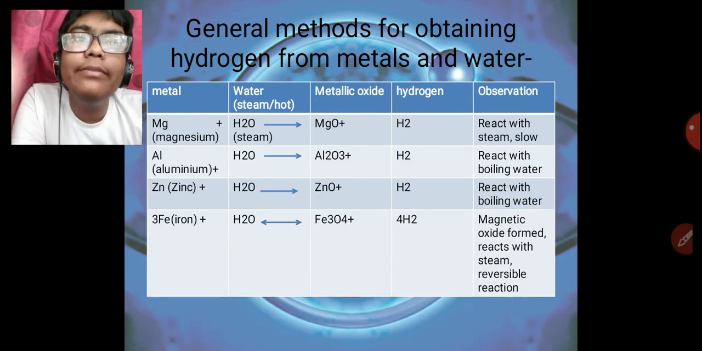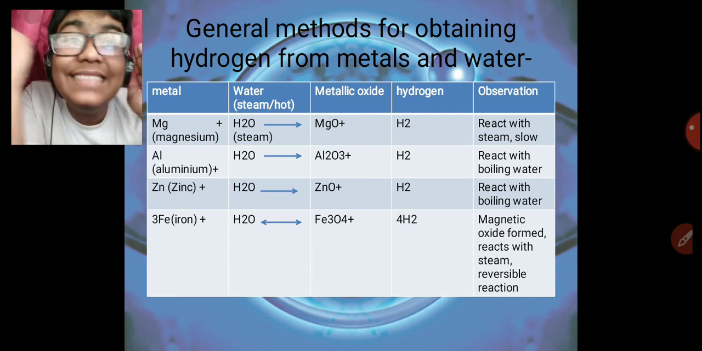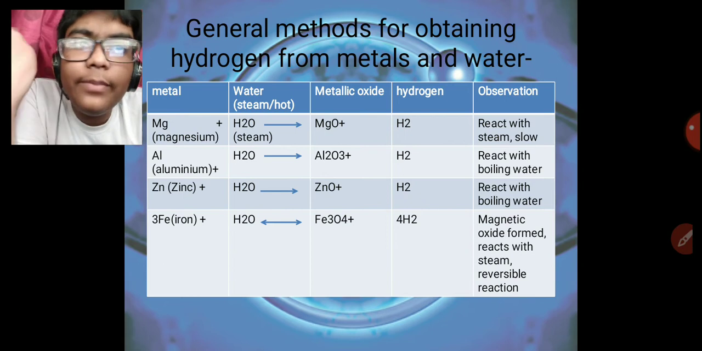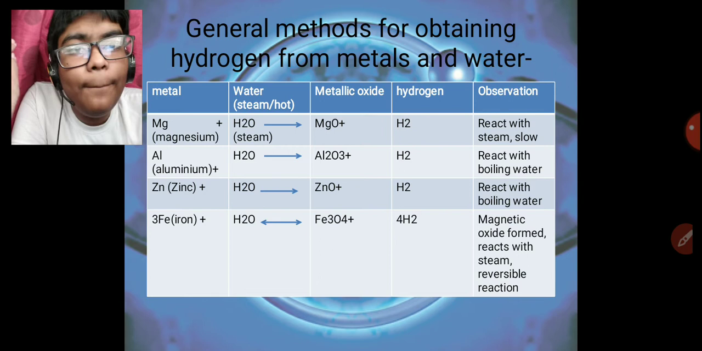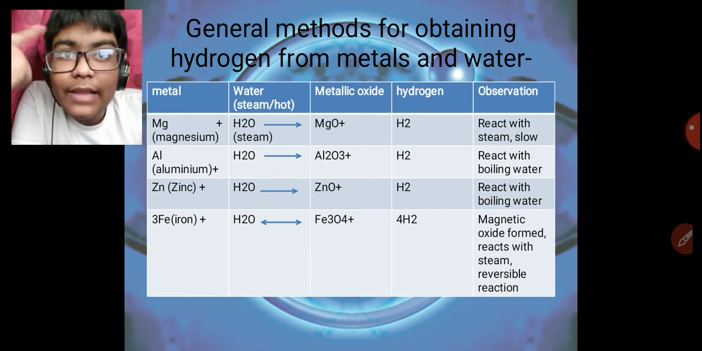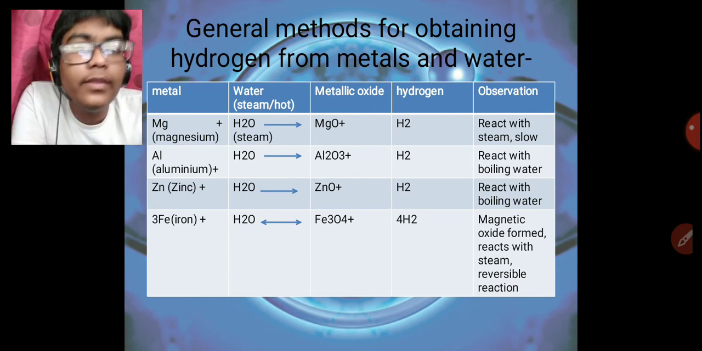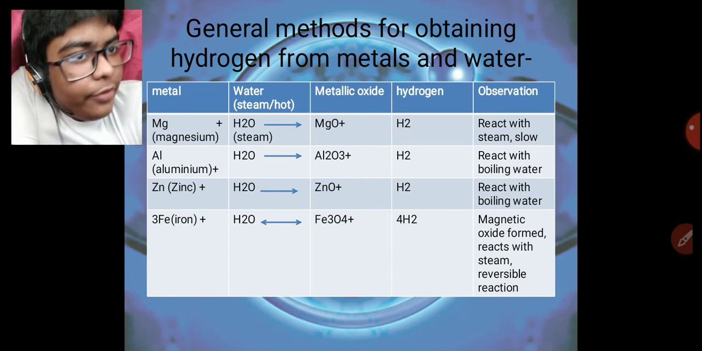Then you have magnesium, which reacts with steam, not cold water. It reacts with steam to give us magnesium oxide and hydrogen. So this is another formula you will get. After that, for whatever elements are there in the activity series that produce hydrogen, the formula is this. The magnesium reacts with steam, the reaction is slow.